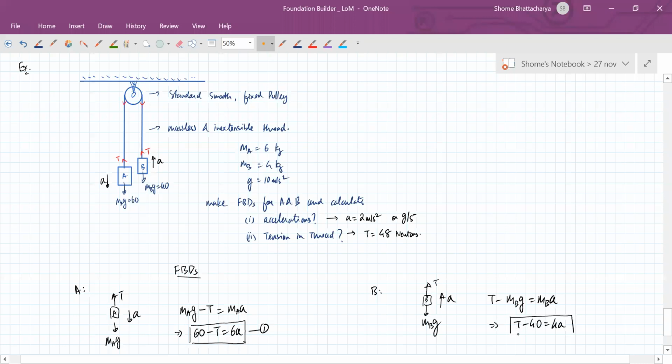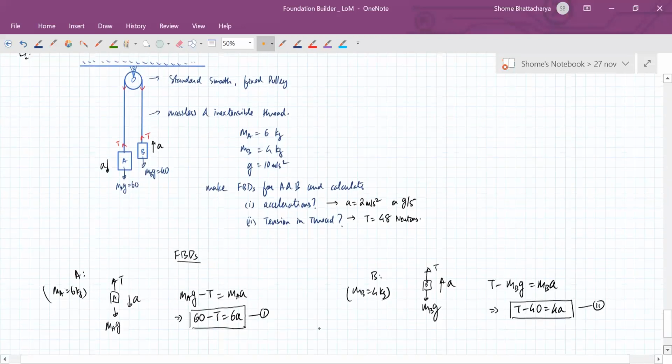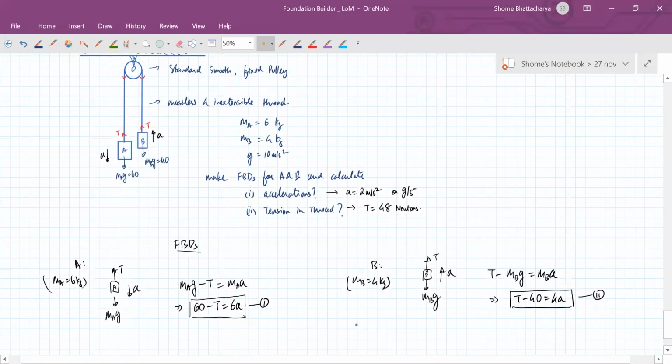This becomes our second equation, because we are substituting the mass of B as 4 kg, and the mass of A as 6 kg. Then the next thing is you have to solve these two equations. Just add the two equations, equation 1 plus 2. So you will get 60 minus 40 is equal to (6 plus 4)A. From this you will get the acceleration as 2 meters per second square.